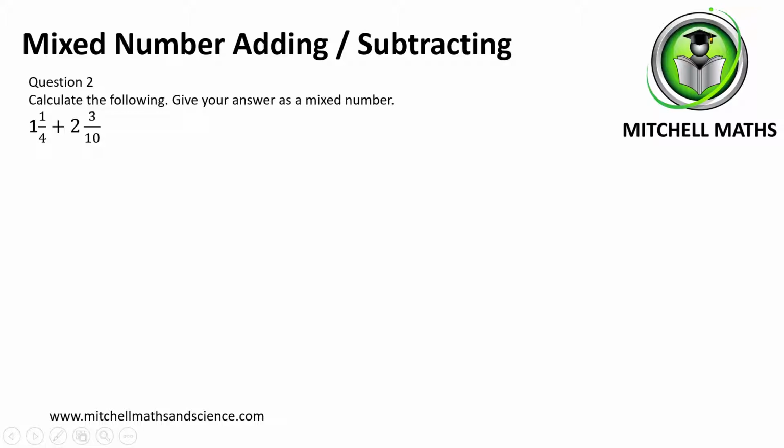Now let's have a look at when we add mixed numbers together. What I'm going to do here is I'm going to separate it out into fractions and numbers. So first of all, I'm going to add together the 1 and the 2. 1 plus 2 is 3. And then I'm going to add the quarter and the 3/10 separately. So I've got 1 over 4 plus 3 over 10.